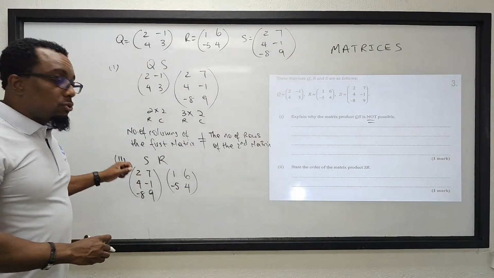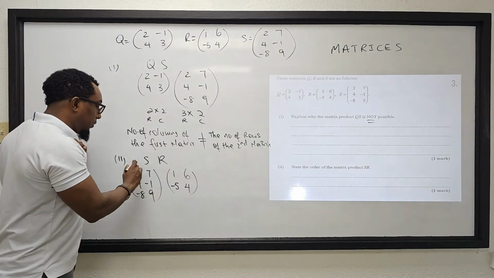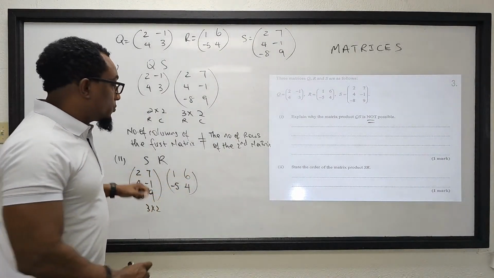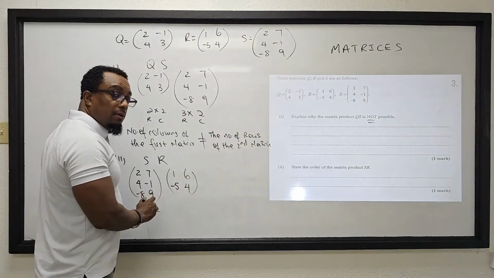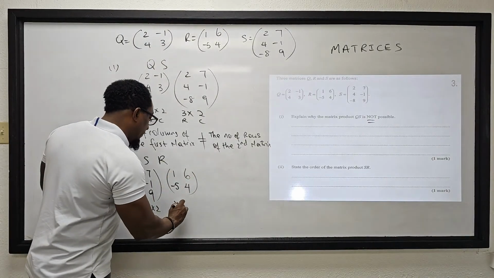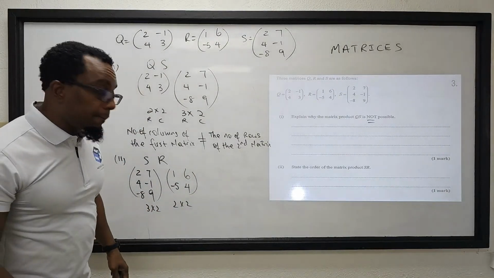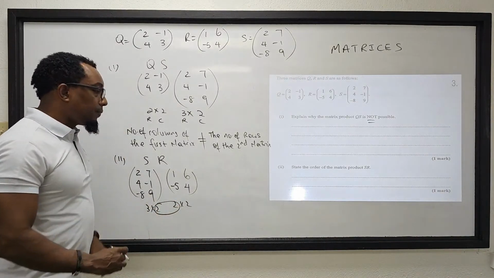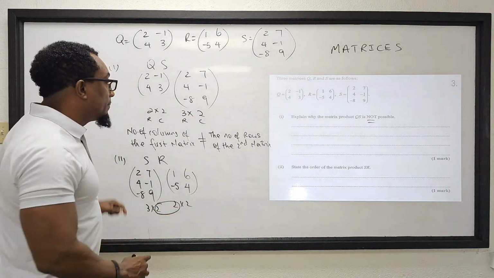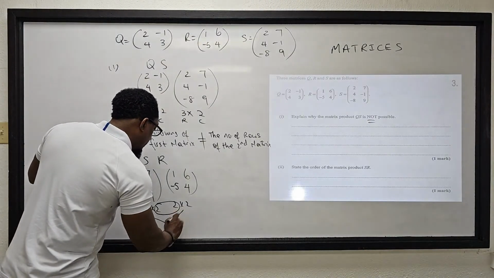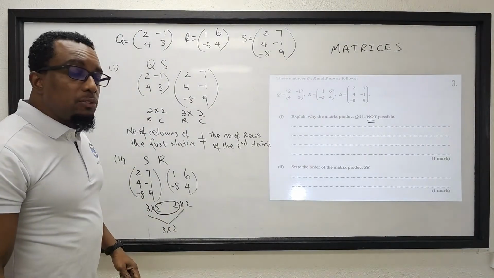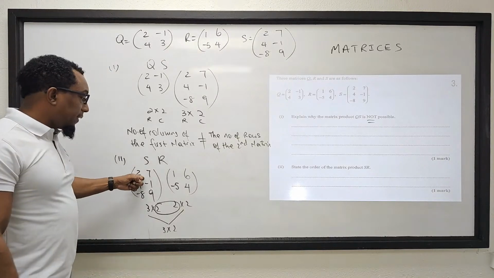The order of this matrix will be 3 rows, 2 columns, 3 by 2. The order of this matrix will be 2 rows running horizontally, 2 columns running vertically, 2 by 2. And if you look, the two inner numbers are the same, which means we can multiply them, and the outer numbers will tell us that the end result is a 3 by 2 matrix. So the end result will look like this one here.